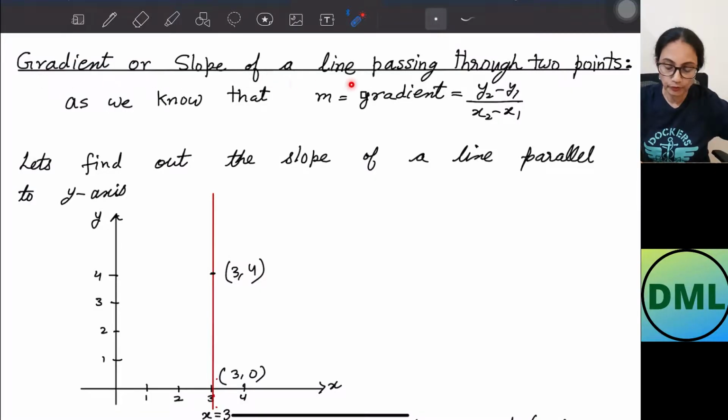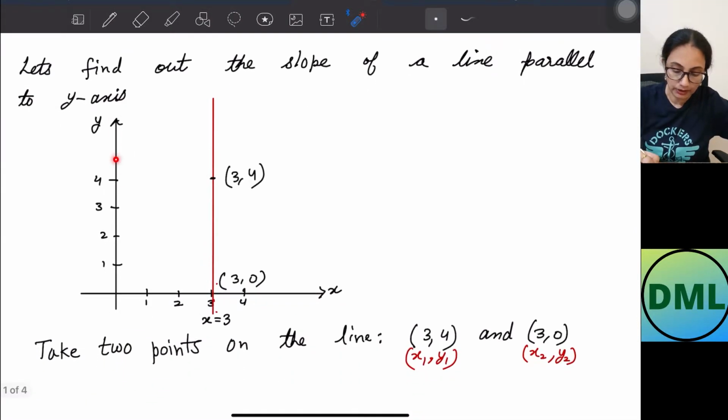Gradient or slope of a line passing through 2 points. As we know, m is the gradient, which is given by y2 minus y1 divided by x2 minus x1. Let's find out the slope of a line parallel to the y-axis. As you can see on the Cartesian plane, I have drawn one line parallel to the y-axis. Let's say that line is x equals 3.